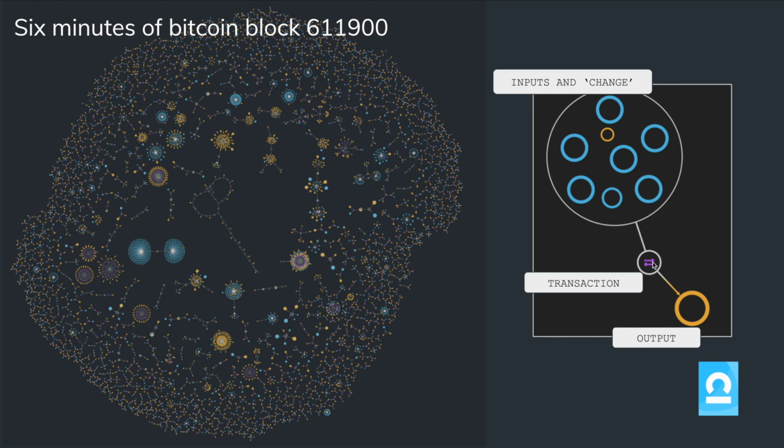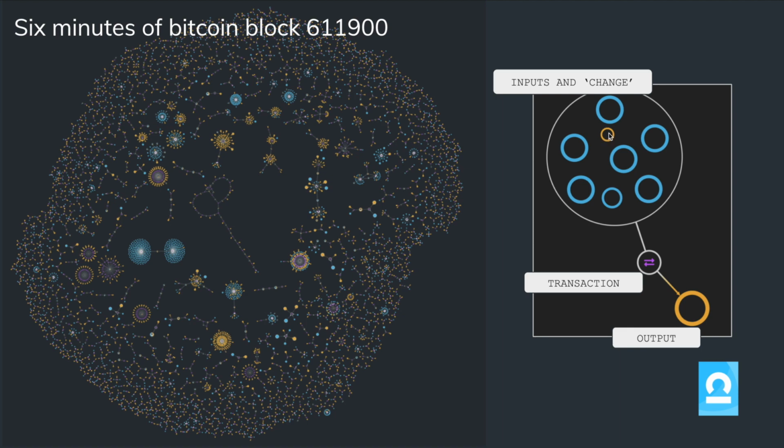And it's basically made up of transactions. And a transaction takes a bunch of inputs, which we represent with these blue nodes, and at least one output, which are the yellow nodes. And sometimes, or quite often, when you send money, if I send money from my blue collection of money to somebody else, I'll get a little bit of change back.